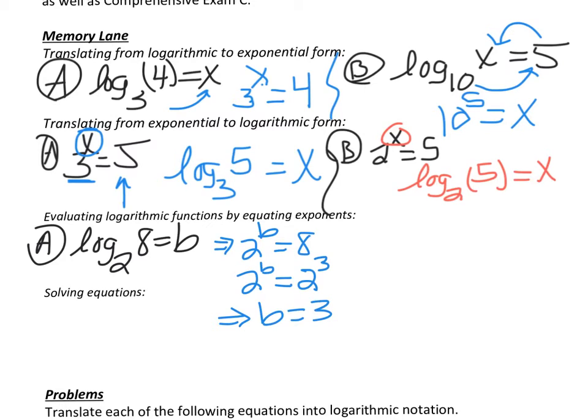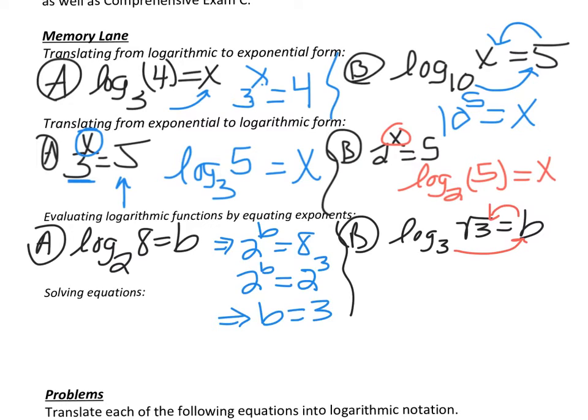Very nice. Let's do that again. You can try this one. Log base 3 of the square root of 3 is equal to b. Now we have a couple different ways of doing this. We're going to do this one by equating exponents. So we're going to convert it to exponential notation: 3 to the b is equal to the square root of 3. Square root of 3 is 3 to the 1/2. So pull those exponents off, b is equal to 1/2, and then you're done.